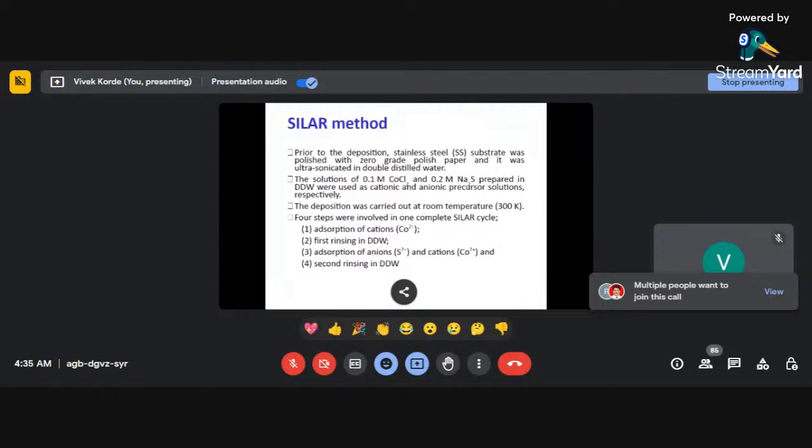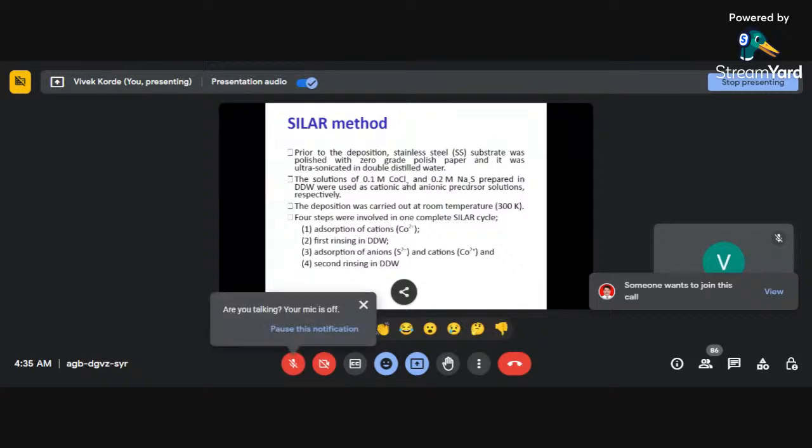Now here the steps are given. Prior to the deposition, the stainless steel substrate was polished with zero grade polish paper and ultrasonicated in double distilled water. Solutions of 0.1 molar CoCl2 and 0.2 molar Na2S prepared in distilled water were used as cationic and anionic precursor solutions respectively. The deposition was carried out at room temperature, about 300 Kelvin, and four steps were involved in one complete SILAR cycle.